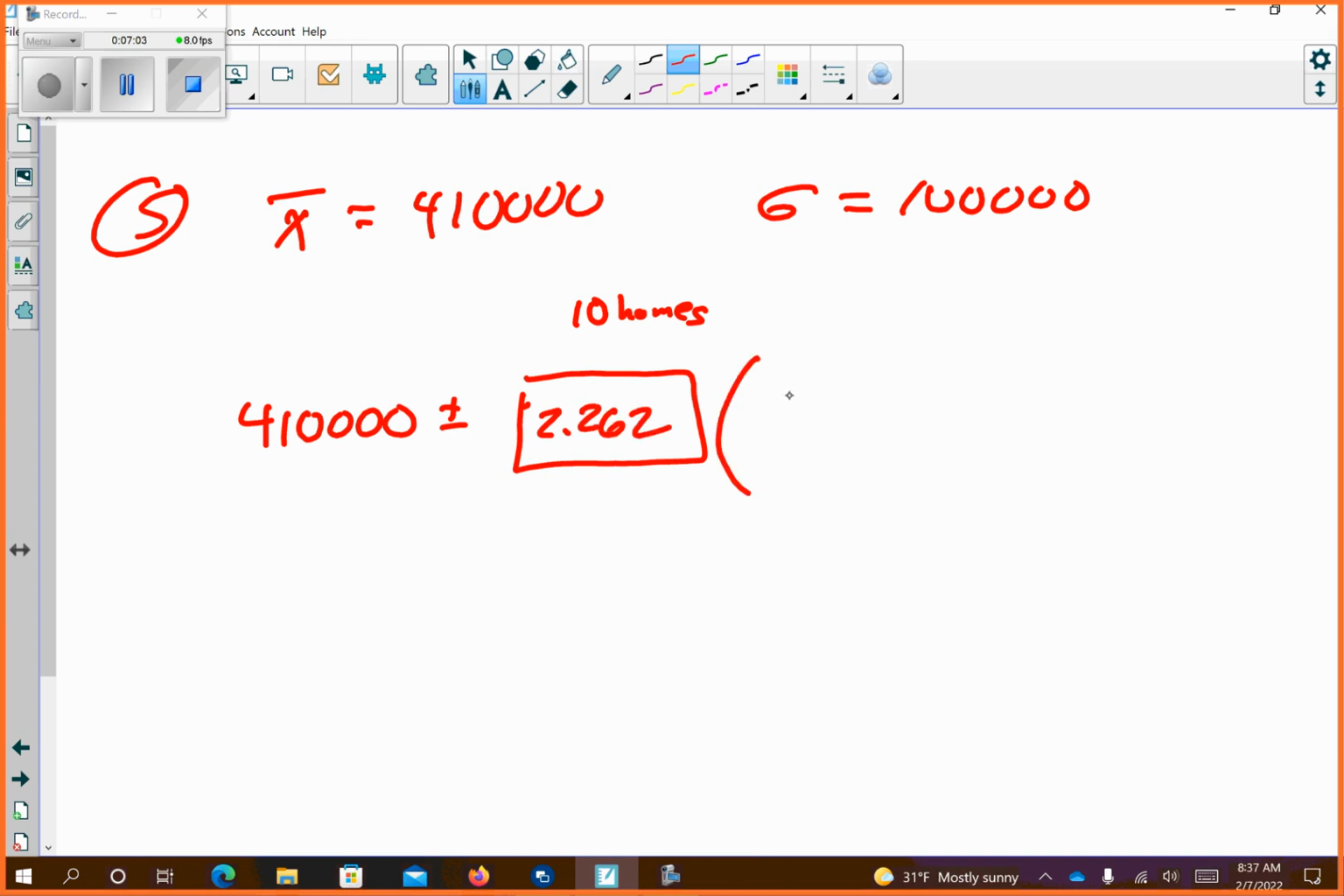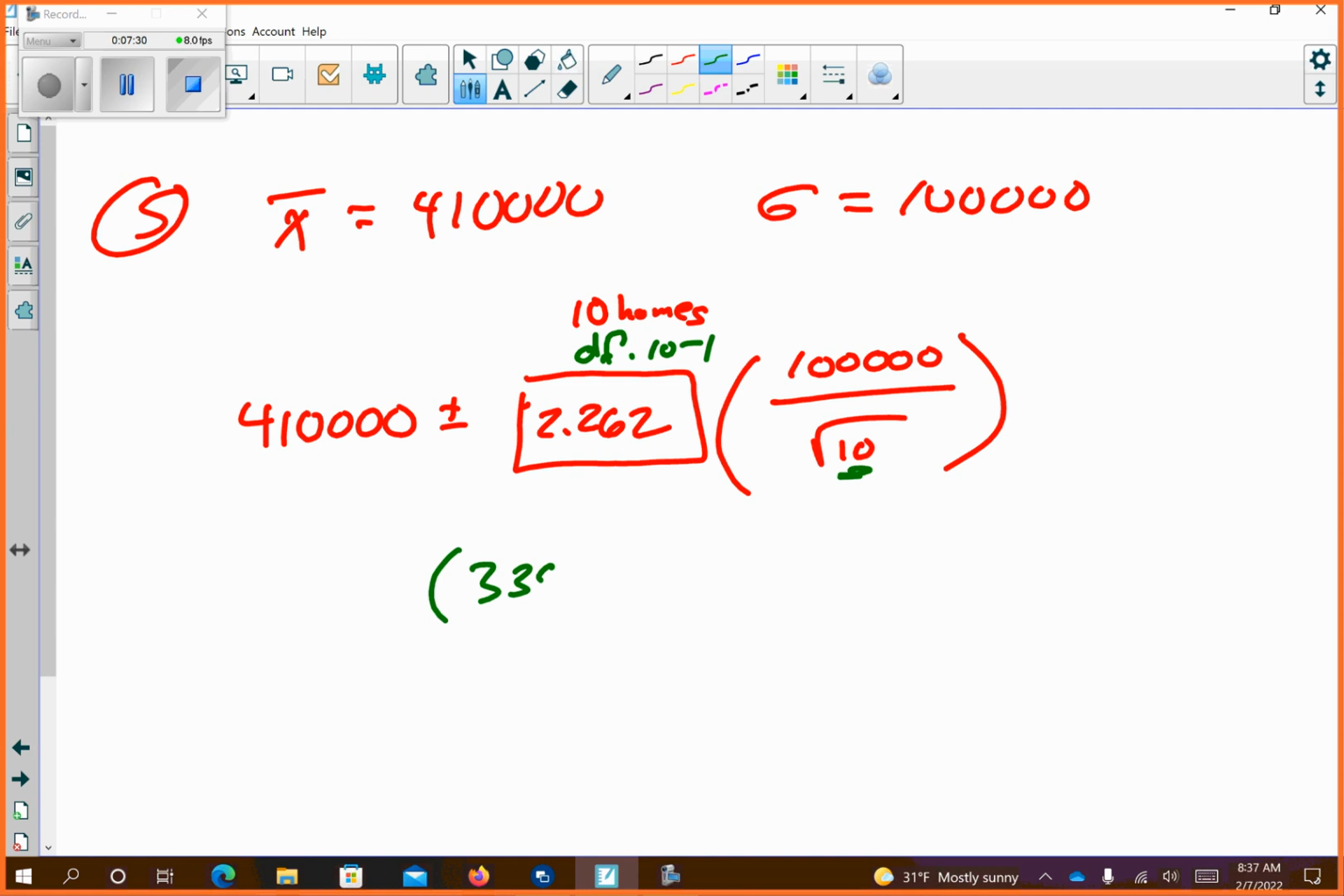Okay, times the $100,000 standard deviation over the square root of our sample of 10. The sample stays the same size. When I do the degrees of freedom, it becomes 10 minus 1. That's why we use the 9. That's just statistically what they have found that works. So if you do this math, it should come out to $338,469 to $481,531.